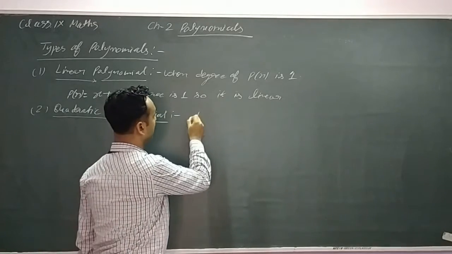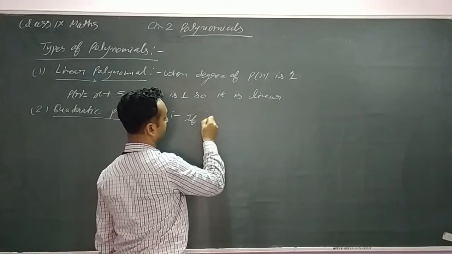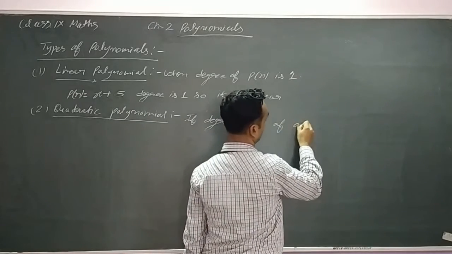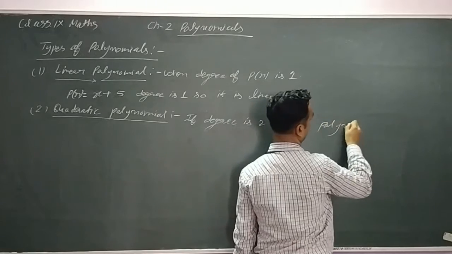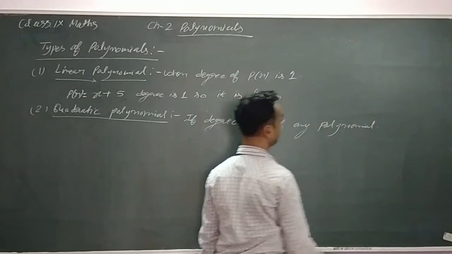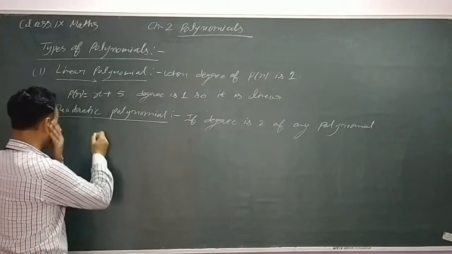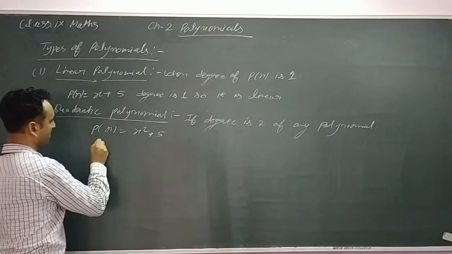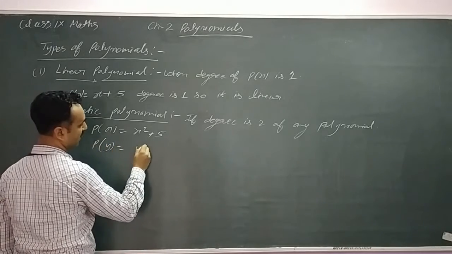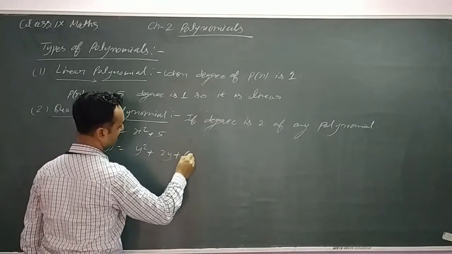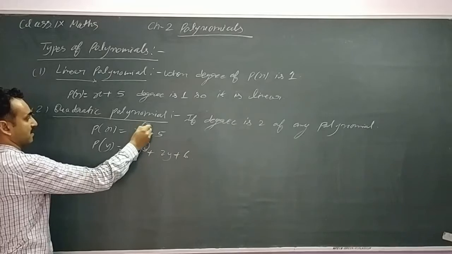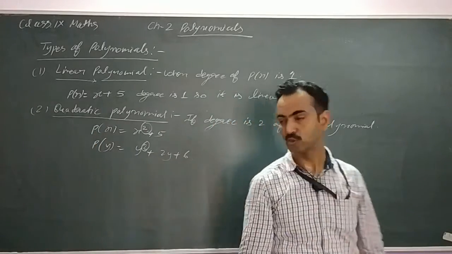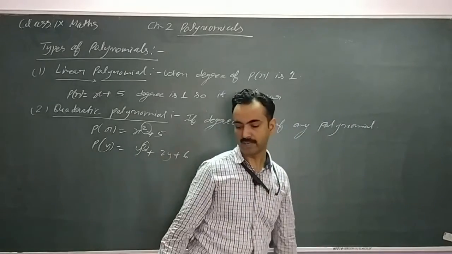Quadratic. If the degree of any polynomial is 2, then it is called a quadratic polynomial. For example, p(x) = x² + 5, p(y) = y² + 2y + 6. You can see here the degree of the variable in both polynomials is 2. So both the polynomials are quadratic polynomials.